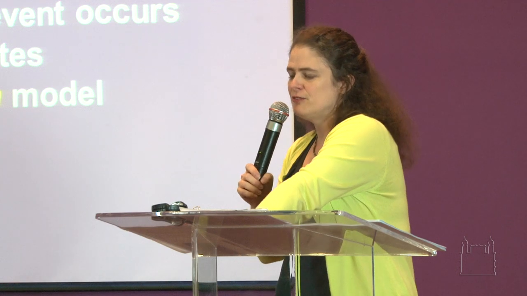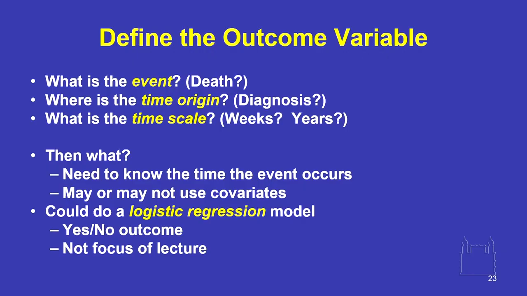So you have to define your outcome variable. You define your time. Now we need to define outcome. What is the event? Are you measuring death, marriages? What are you going to measure? What is the time origin? Sometimes it's time of diagnosis. There are lots of time origins, not just birth. And what is the time scale? What makes sense as a metric of measurement to think about time? You need to know what time the event occurs, and you need to think if you're going to use covariates or not and how you're going to measure them.